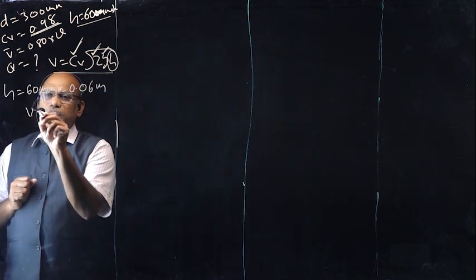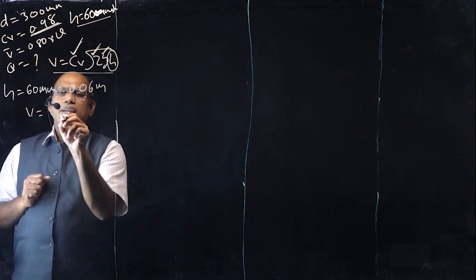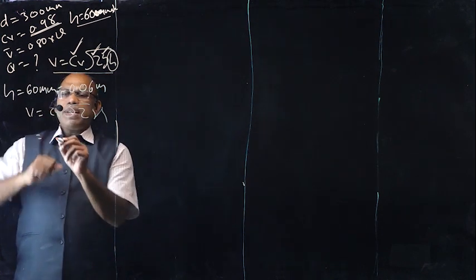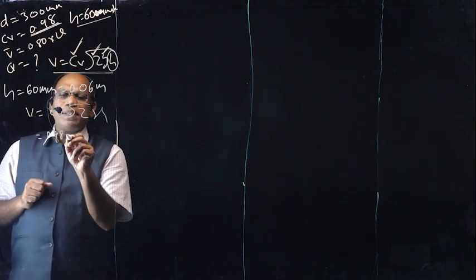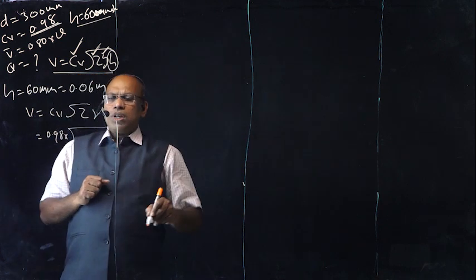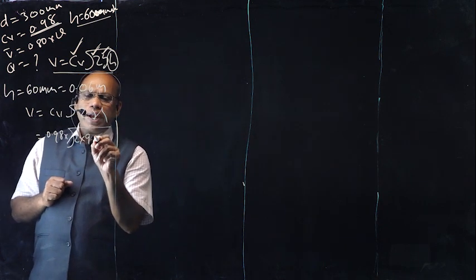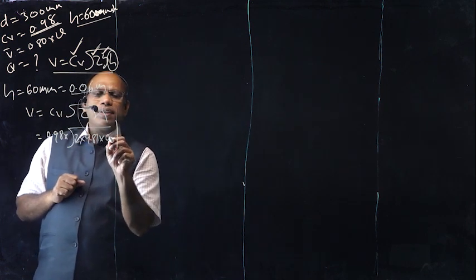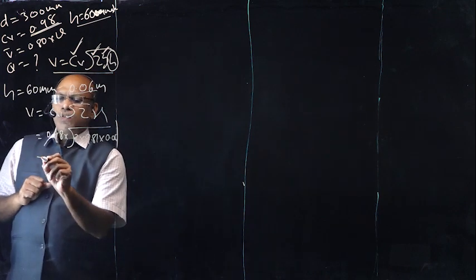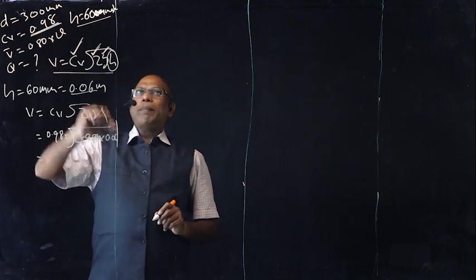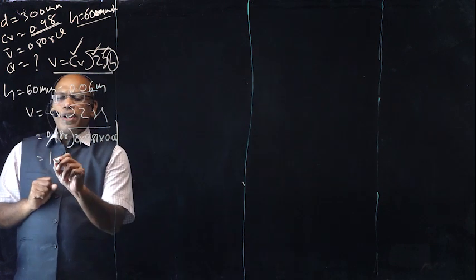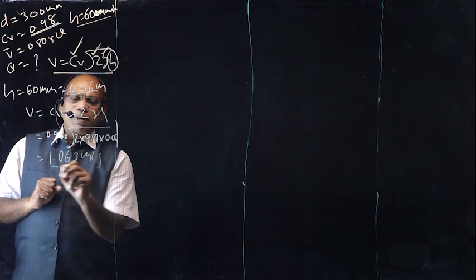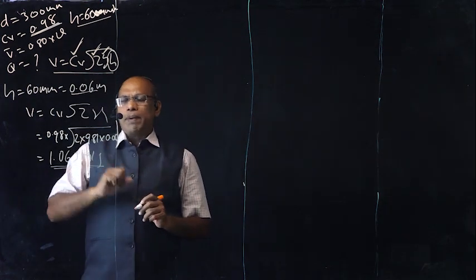Right? Velocity V is equal to Cv root 2gh. Cv is given, 0.98 into square root of 2 into 9.81 into h, which is equal to 0.06 meters. Finally, the velocity of flow through the pipe is equal to 1.063 meters per second. This is the velocity of flow through the pipe.